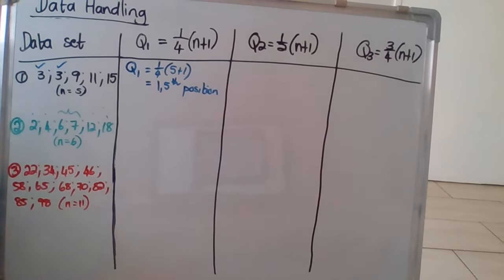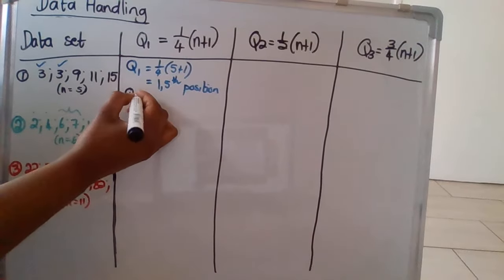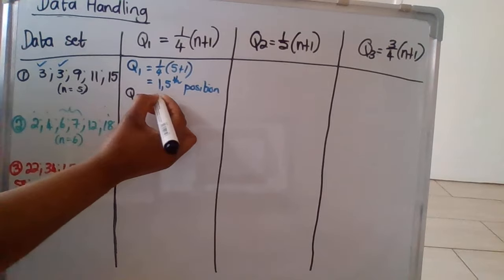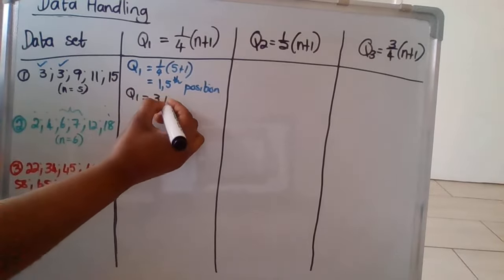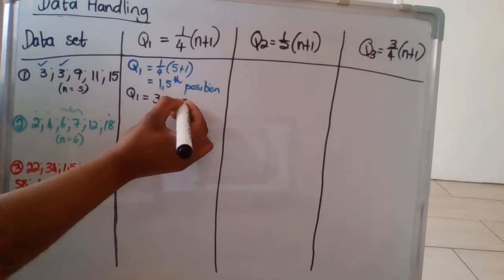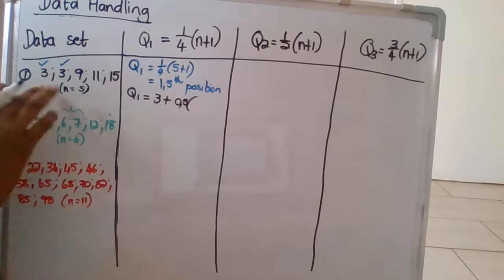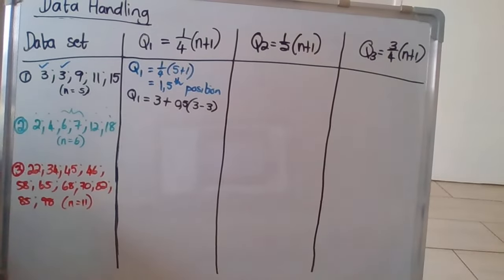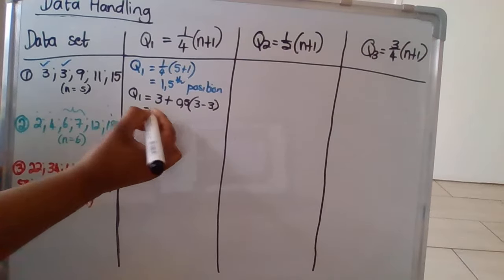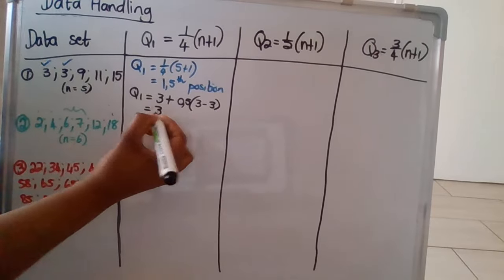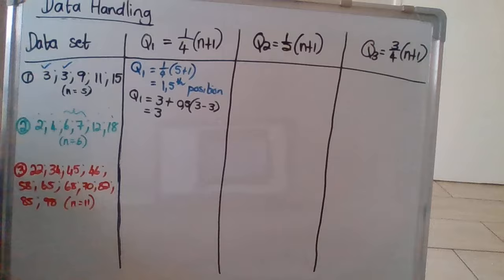All right. So therefore, when I find my Q1, I take the first value in the first position, which is 3, and I say plus, when I subtract this 1, what am I left with? I am left with 0.5, and I multiply this by the difference between the two values, so 3 minus 3. So now this tells me that my first quartile is 3. So my lower quartile is at 3.